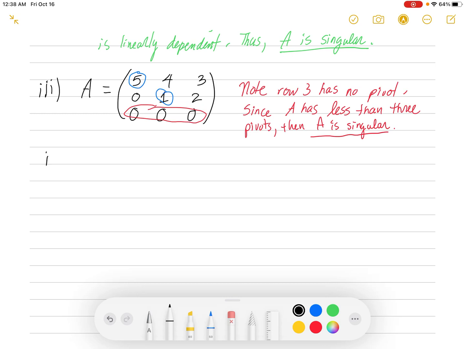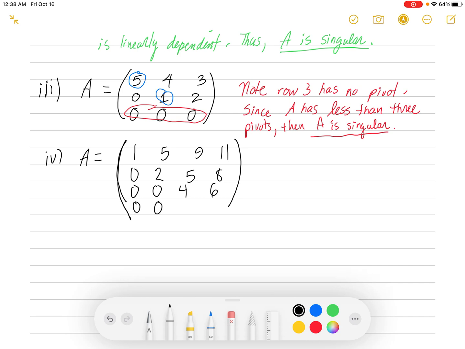Okay, what else? 4. Let's say I have a matrix A. 1, 5, 9, 11 in the first row. It's going to be a 4 by 4. Second row, let's say we have 0, 2, 5, 8. The third row we have 0, 0, 4, 6. And the last row we have 0, 0, 0, minus 10.